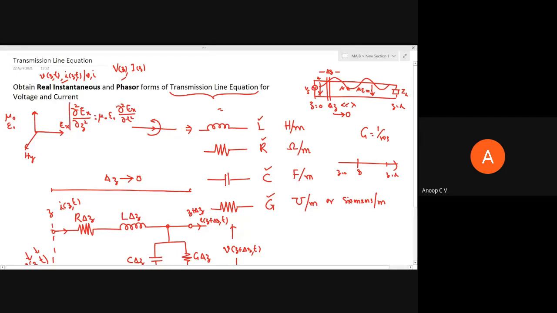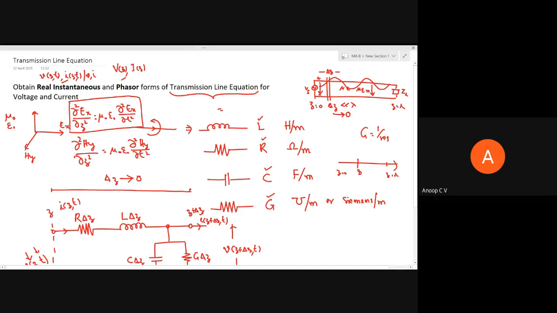So this was the wave equation. If you solve this wave equation, it would have given you the instantaneous values, the transient solution of this electric field. Similarly, for the magnetic field, you had ∂²Hy/∂z² equal to μ0 ε0 ∂²Hy/∂t².